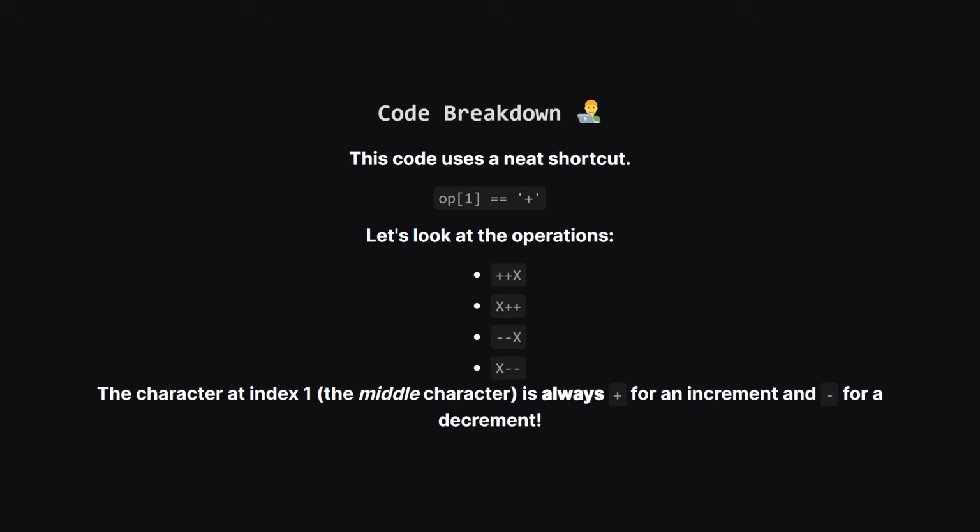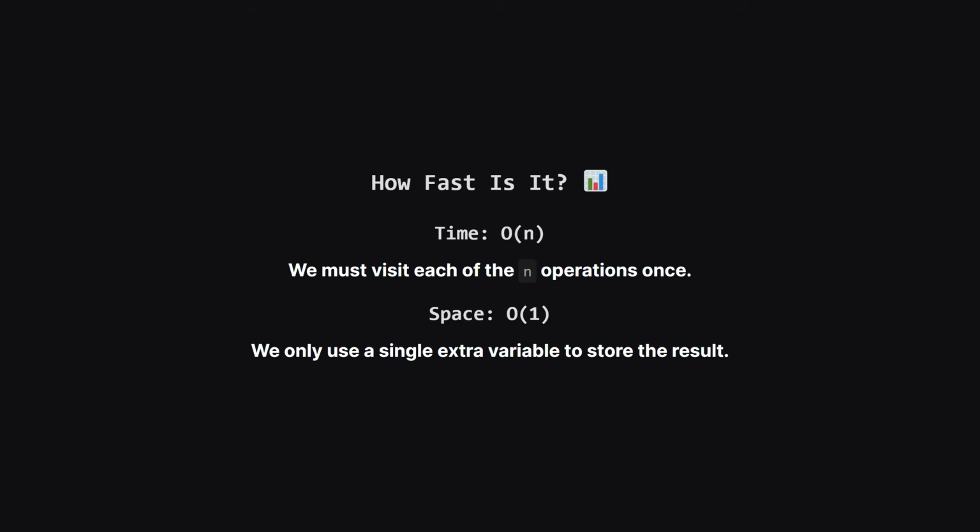The code loops through each operation, adds 1 if the middle character is a plus, and adds a -1 if it's not. Then it just sums up all those 1s and -1s to get the final answer. Pretty cool, right? So how efficient is this solution?